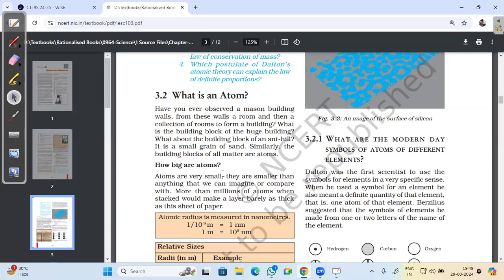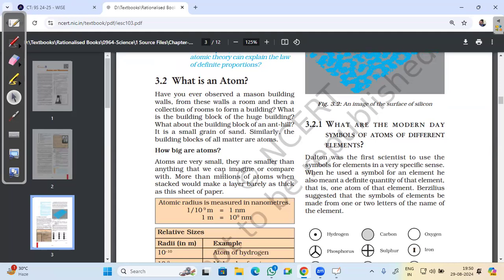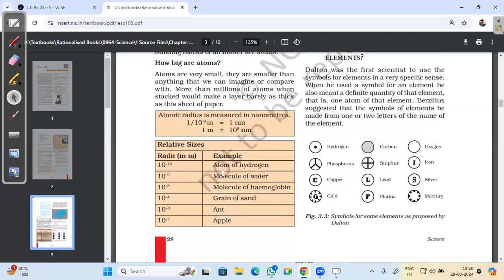Atomic sizes are generally measured in nanometers, or even smaller units like angstroms. So atomic radius is measured in nanometers. 1 nanometer is equal to 10 to the power minus 9 meter. You can remember that 1 nanometer is equal to 10 to the power minus 9 meter.